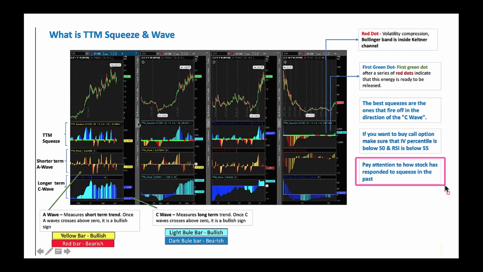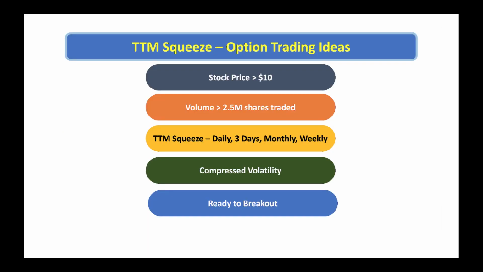All right, so also look, there are a bunch of colors here. Whenever you see a yellow bar above 0, that tells you it's a bullish sign, and a red bar tells you it's a bearish sign. So we'll talk through that as we look through the Thinkorswim platform. All right, now let's look at the TTM Squeeze indicator from John Carter.